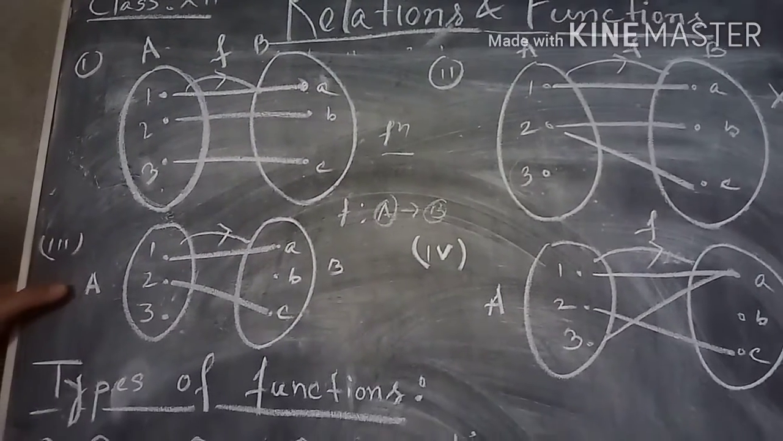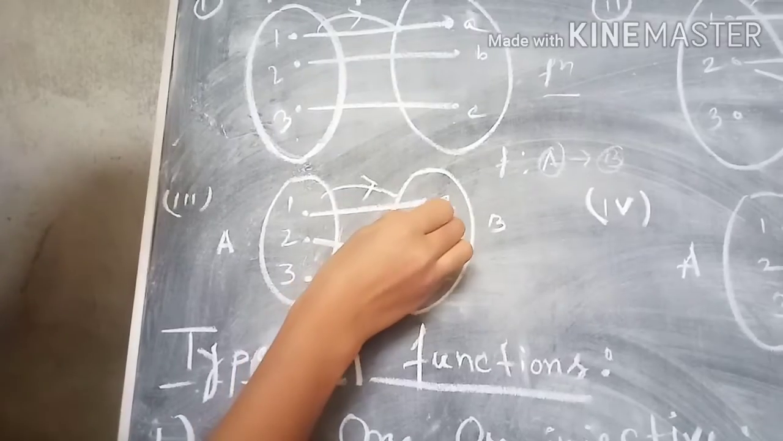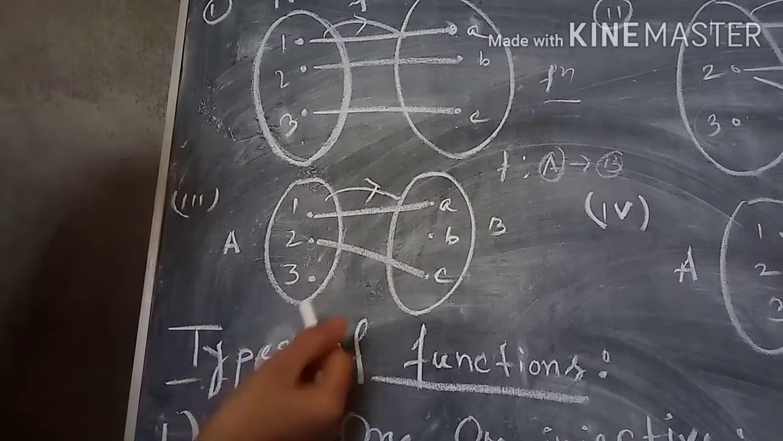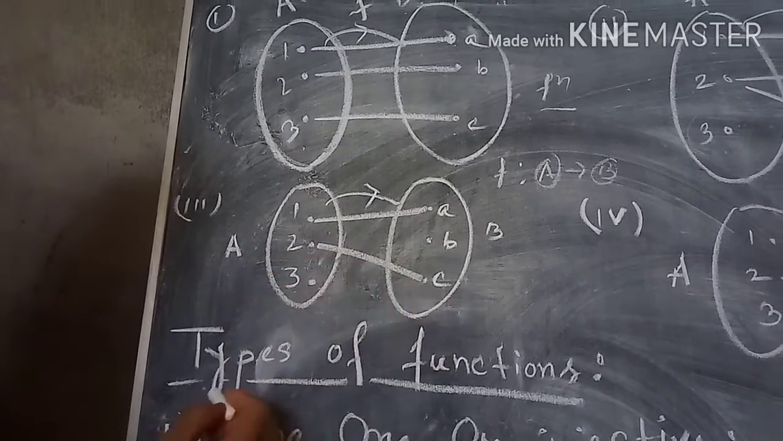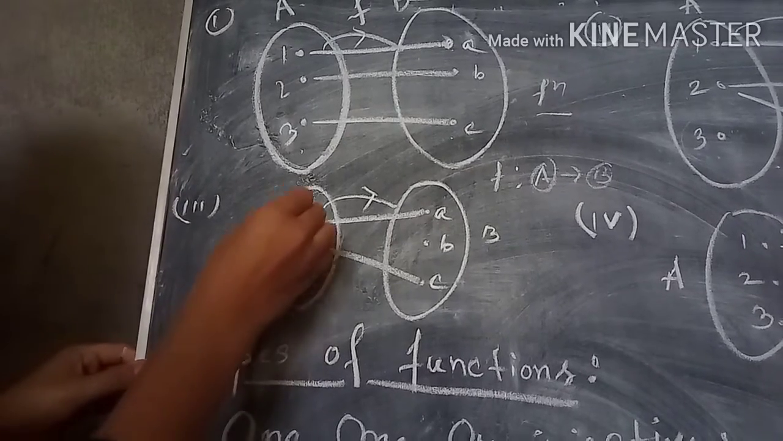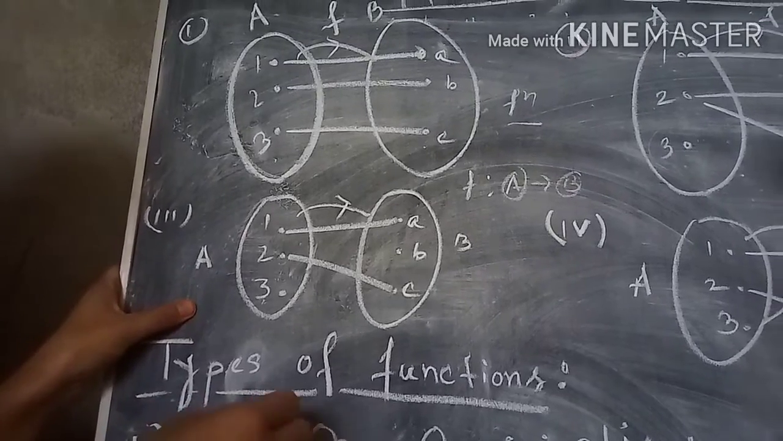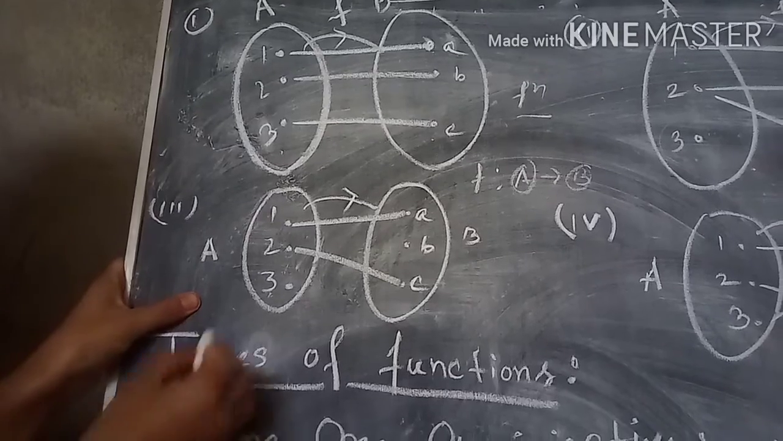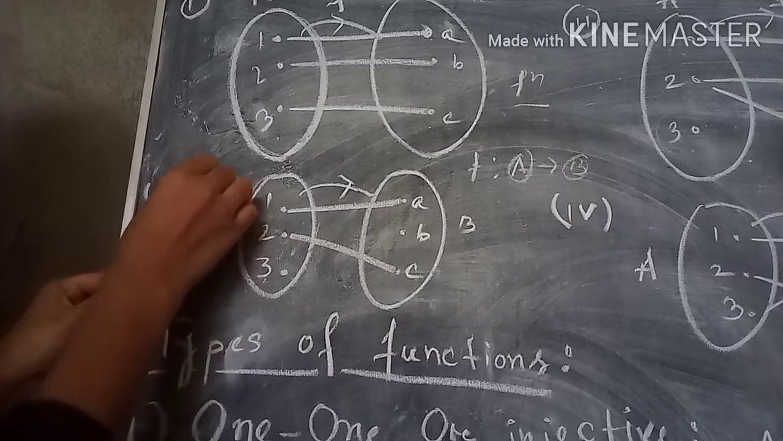Now here, 1 is related to A, 2 is related to C, and 3 has no corresponding element in the set B. Now, according to the definition of function, each and every element of the first set should have a distinct element in the set B, or we may say should have a distinct image in B. But there is no image of 3, so this is also not a function.